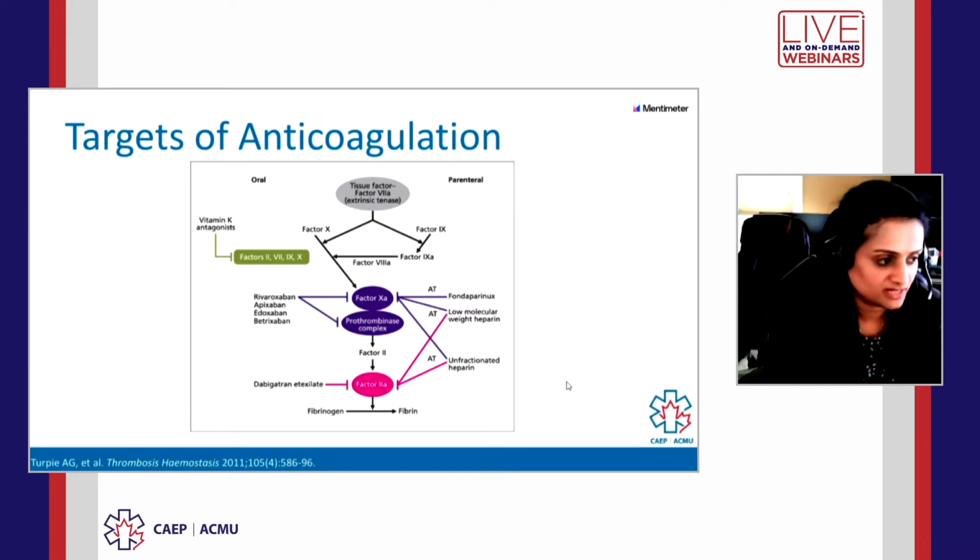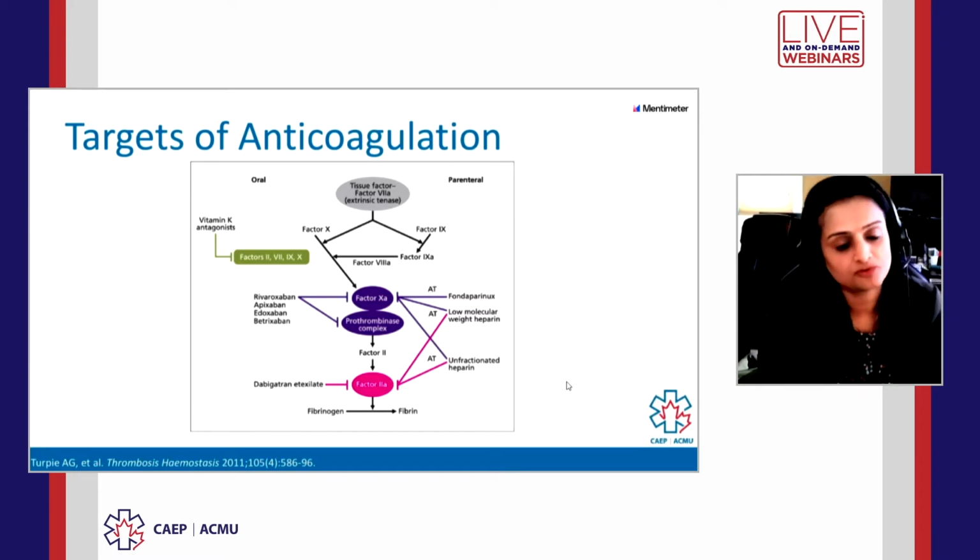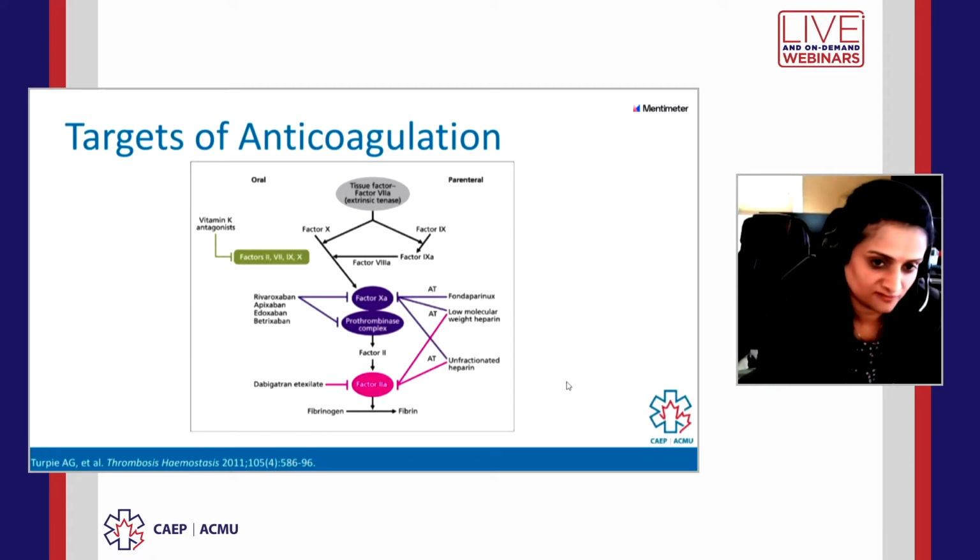Based on their half-lives, that's the reason why unfractionated heparin has to be given IV, monitored by your APTT, whereas the low molecular weight heparin and the fondaparinux could be given as once a day or twice a day injections. Now, with the introduction of the DOACs, as you know, there have been two big classes of them: the direct thrombin inhibitor in the form of dabigatran, which, as you can see, targets the final step here, the conversion of prothrombin to thrombin, and then the factor 10A inhibitors, the major four of them, which mainly target factor 10A.